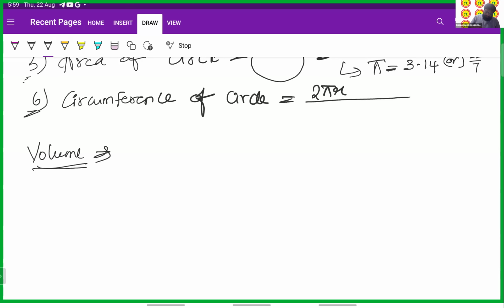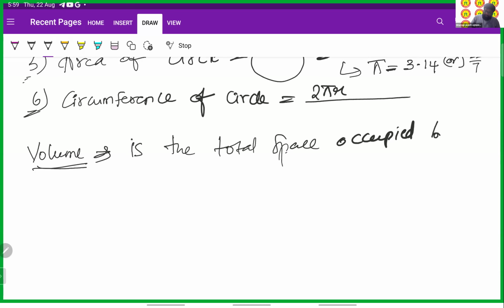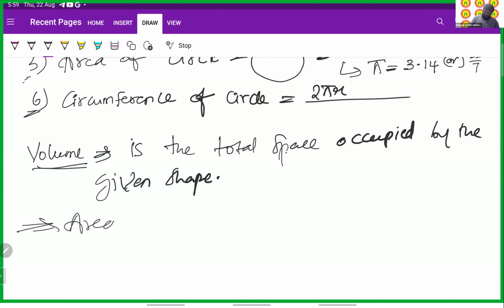So, please note this down first. Volume is the total space occupied by the given shape. What is area? Total region covered by the boundary lines.